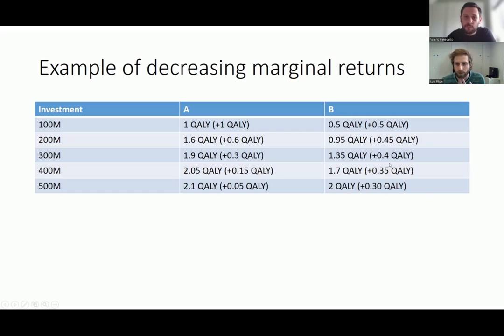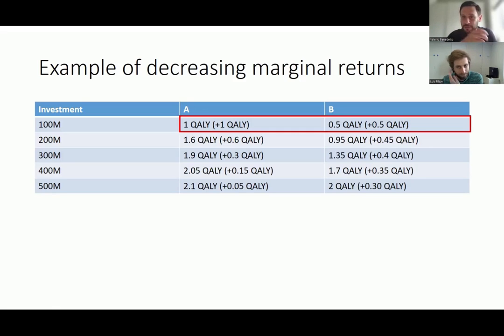So how do we solve this? This can look quite tricky, and I think a good thing to do is just to resolve it in stages, and I think that's what you're going to do, Luis, I guess. The first stage is looking at the first 100 million, comparing how many qualis we get from each alternative, which is in this case 1 quali versus 0.5 qualis. And I guess the easy thing to do is allocating money to A.